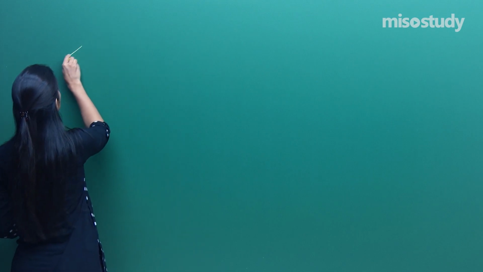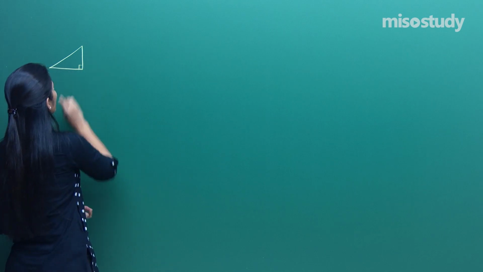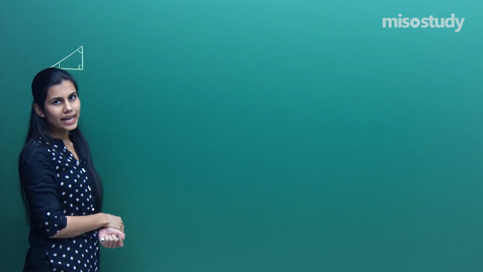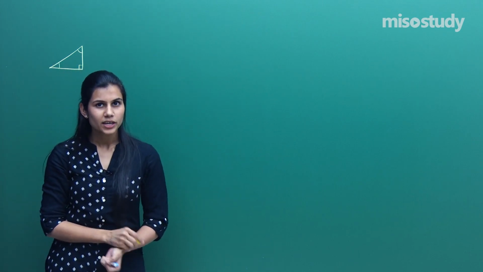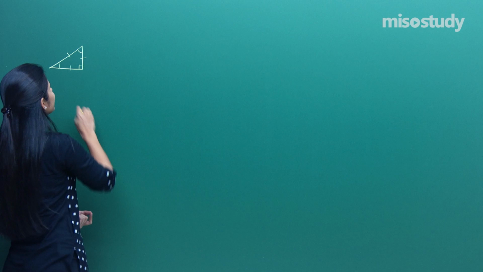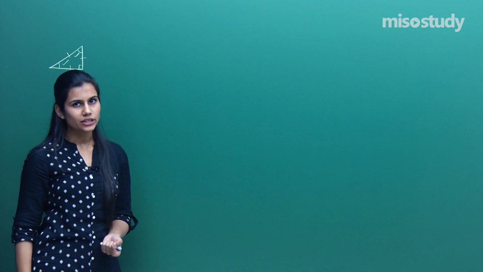Welcome one and all. In today's class, we will be studying the relationship between the sides and the angles of a right triangle. You all are aware that in a right triangle, you have one angle which is of 90 degrees and the other two angles are acute angles less than 90 degrees. We are going to study the relationships between the three sides of a right triangle and the acute angles of a right triangle.